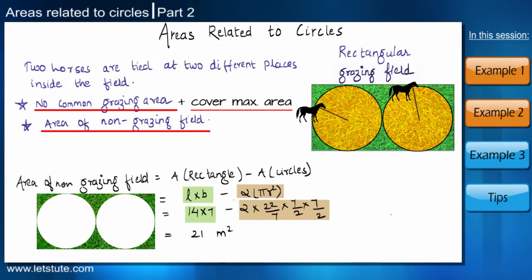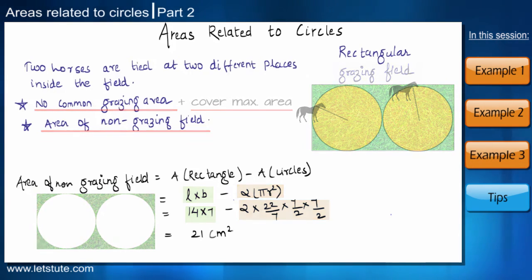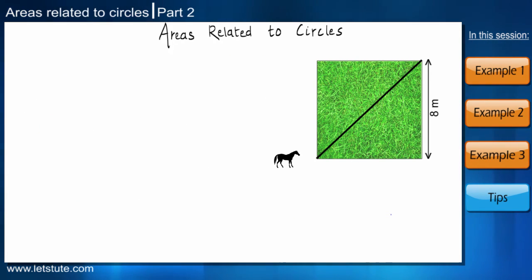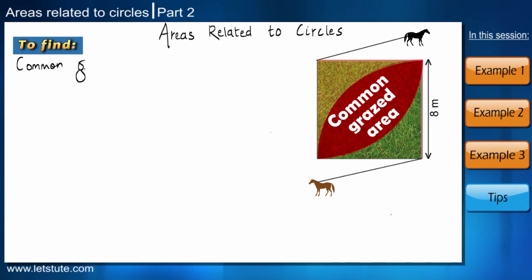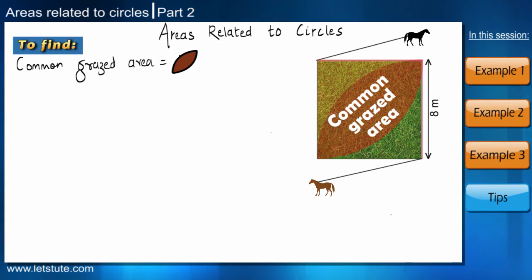Now let's proceed to one last situation, and for this we will tie the horses diagonally in a square field. If we tie them with a rope equal to one side of the field, these horses will cover some common grazing area. Here we will try to find out that common grazed area. So, can you think of any way to calculate this area? You can take some ideas from our previous examples also.